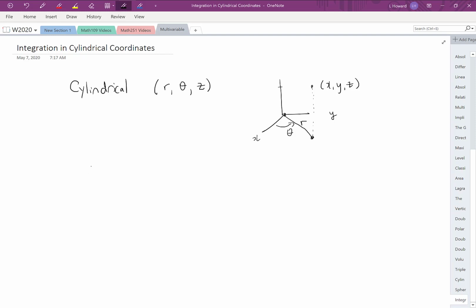Now, when we're doing integration in cylindrical coordinates, we just need to be familiar with what dV is going to equal. dV is going to be r dz dr d theta. So there's this correction factor of r that comes up in the dV, and that correction factor comes up for the same reason that it came up in polar coordinates. It has to do with how space is getting distorted when we move from x, y, z coordinates to r, theta, z coordinates. We'll actually talk about correction factors in a bit more detail in a later video.